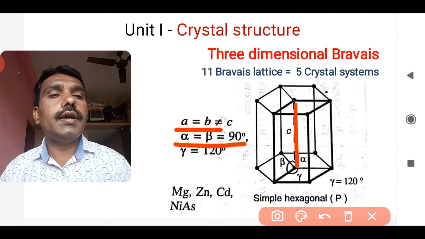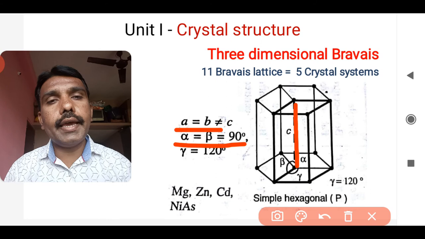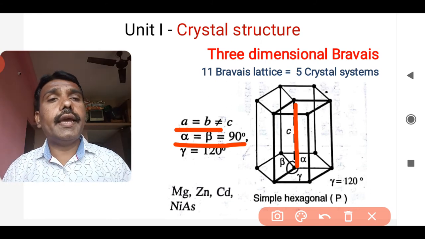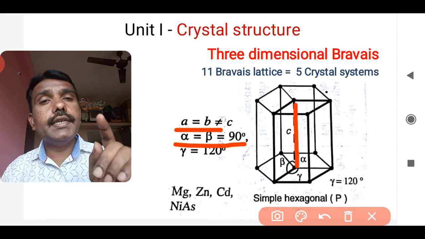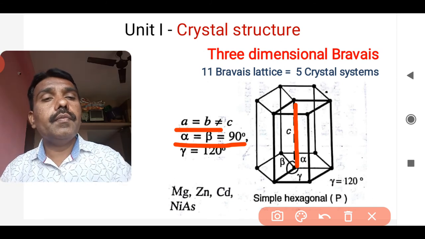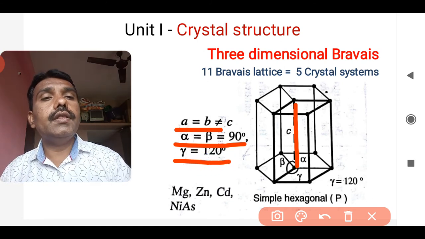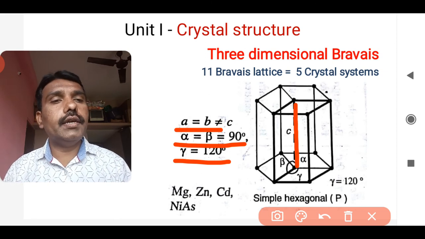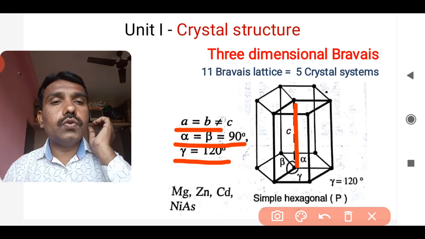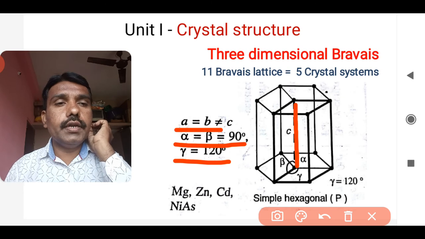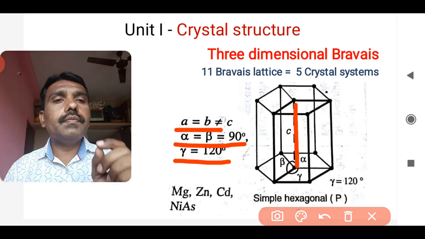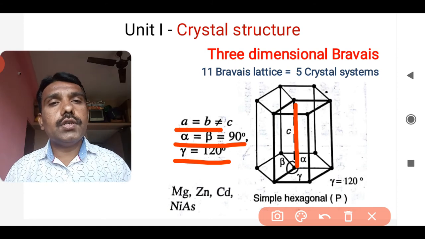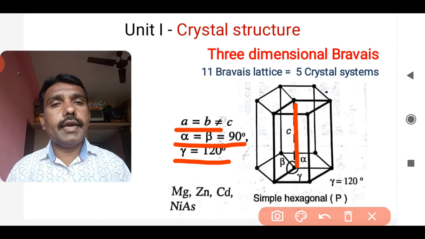Again, alpha and beta are 90 degrees. That means the angle between the b and c vectors and the angle between the c and a vectors is 90 degrees. But the angle in between the a and b vectors is 120 degrees, and that is gamma. It is shown with the 120 degrees. So this is the simple variation between their structures, in lengths or angles.